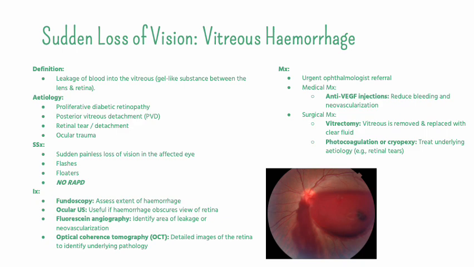The management for vitreous hemorrhage is an urgent ophthal referral, in which medical management would include anti-VEGF injections, while the surgical management includes a vitrectomy and photocoagulation or cryopexy to treat the underlying cause.